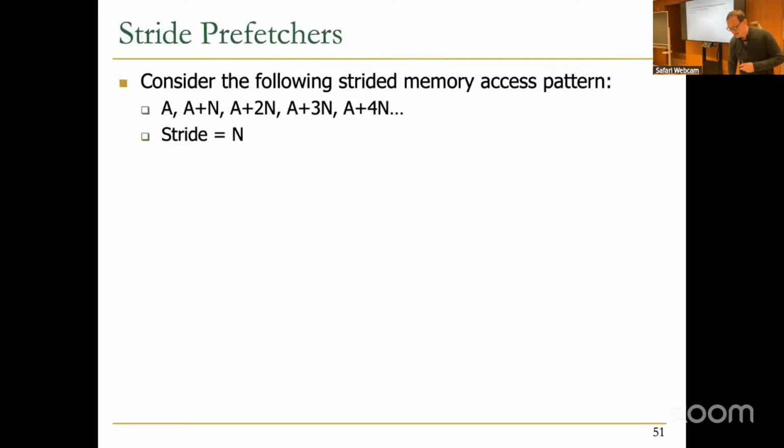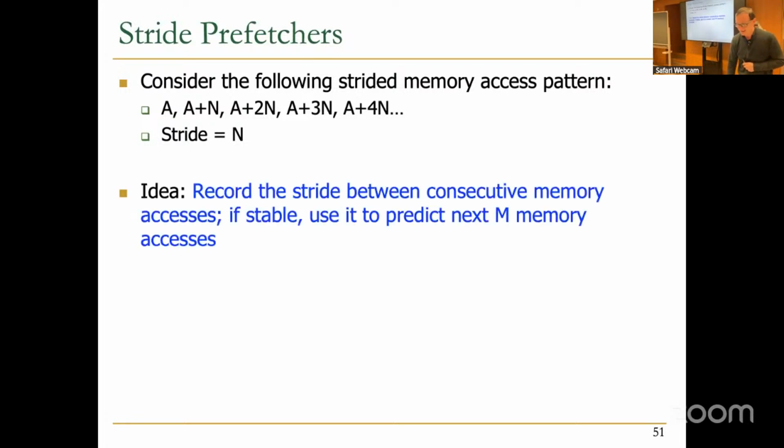So I'm going to start with the stride prefetcher. We're going to detect the strides, and you can already imagine a circuit that detects it. The idea of this prefetcher is to record the stride between consecutive memory accesses. And if the stride is stable, so you have some confidence mechanism again, use it to predict the next M memory accesses. M depends on your aggressiveness.